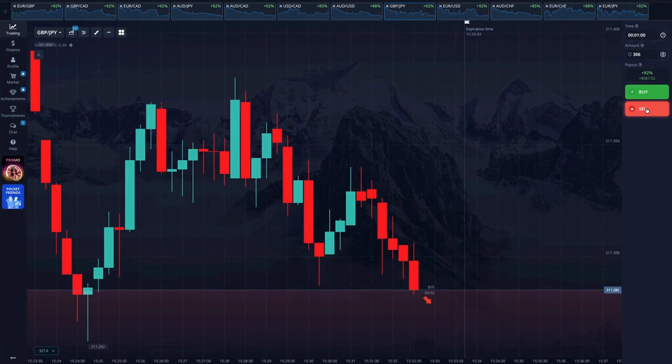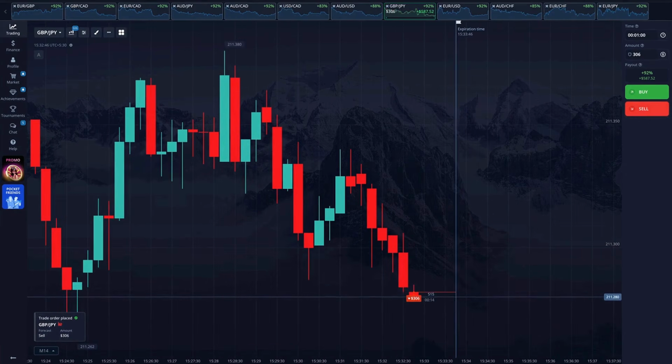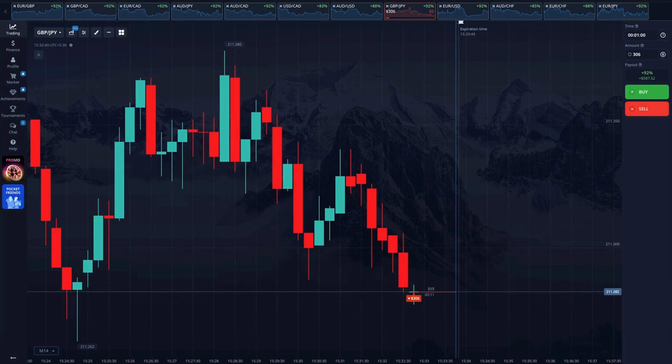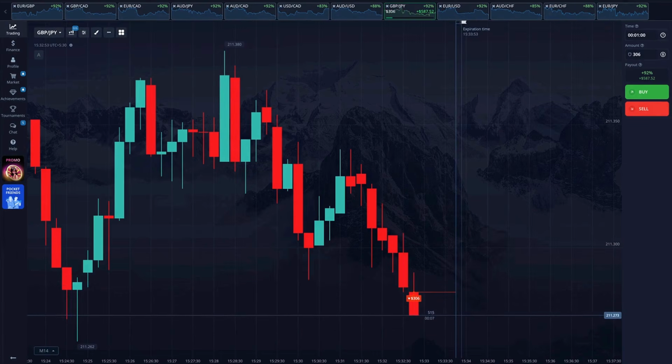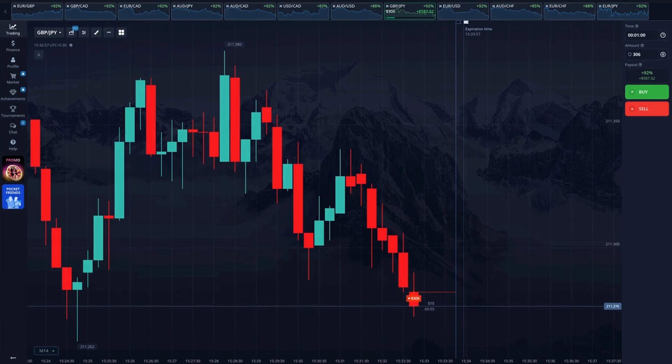Now let me show you another example, but this time something important happens. Not every setup works perfectly, and this example is actually a very good learning moment. First, let's look at the entry point of this trade. At this moment, the market was clearly moving downward, forming several strong bearish candles. Then the price approached the round number level ending with 00.